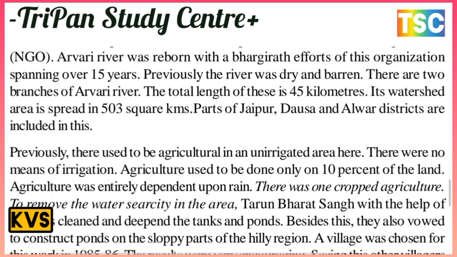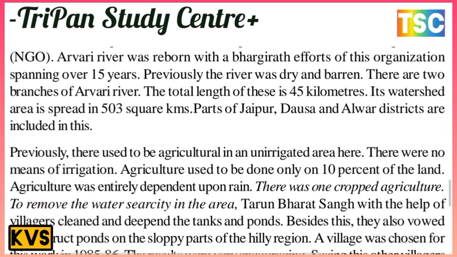Bhagirath is a work of this organization spanning over 15 years. Previously, the rivers here were dry and barren, and there are two branches of the Aravali River. The Aravali River is important here. The total length of this river is 45 kilometers, and its watershed area is spread over 503 square kilometers. A part of Jaipur, Dausa and Alwar districts are included in this.